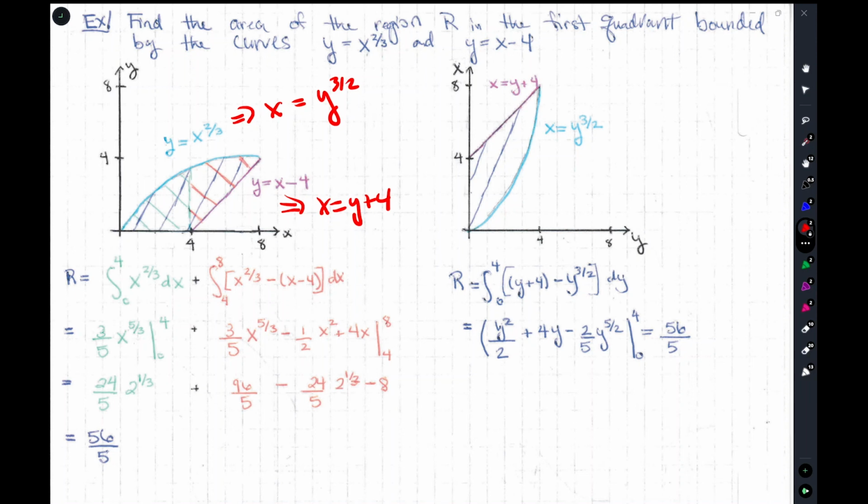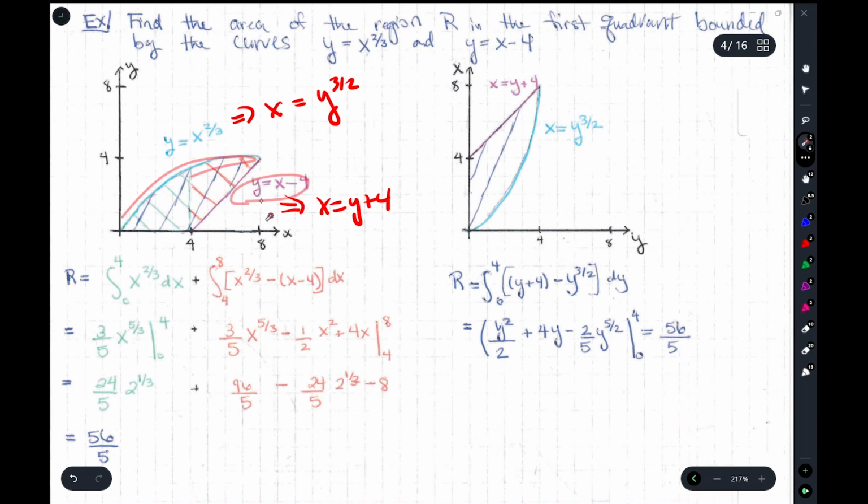Now let's focus on the functions of y view. This is the rightmost function. This is the leftmost function. So x is equal to y plus 4 is greater than x is equal to y to the 3/2 on the interval 0 to 4. That interval is for y. And so you get this integral.